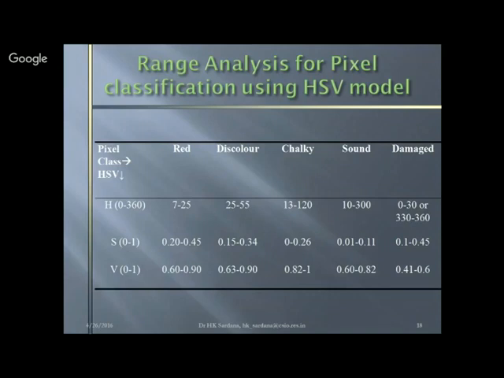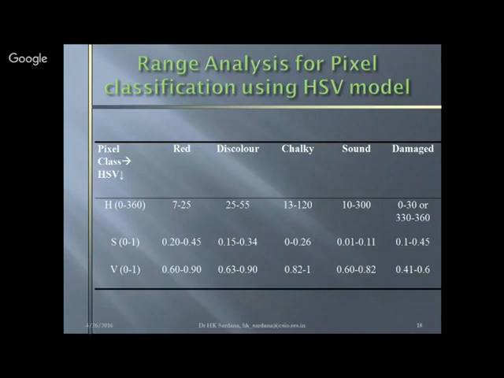So we classified all red grains together, we classified all discolored grains together, we classified manually. We have to do a lot of work. Mind it, there is a lot of manual work. We took all chalky grains and looked at how they perform in terms of color, the H value, that is the angle value, between 0 to 360 degrees. And likewise the sound grains and the damaged grains.